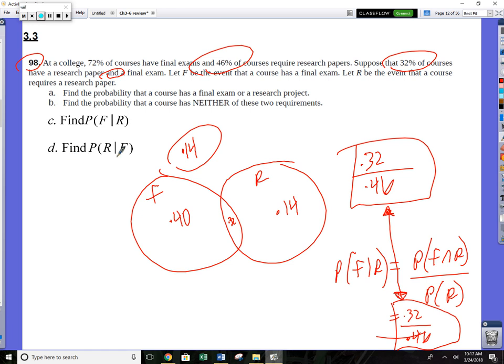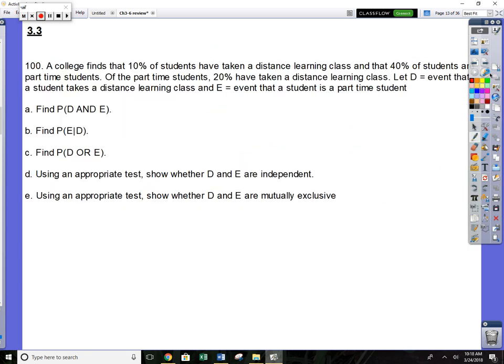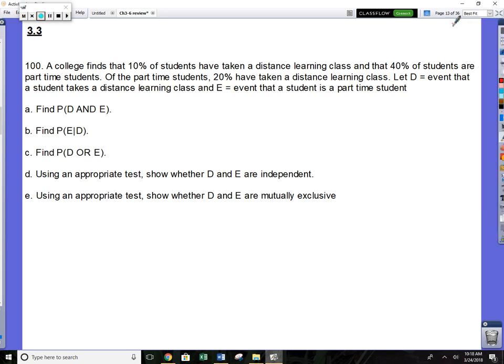Alright, find the chances that it's a research given that you're looking only in the final. So now this is the final world right here, and research is 0.32, so it is 0.32 out of 0.72. So 32% out of 72%, and then simplify them when you're in business. Okay. Next, we are on 13 of 36 pages. So that's a pretty good chunk.